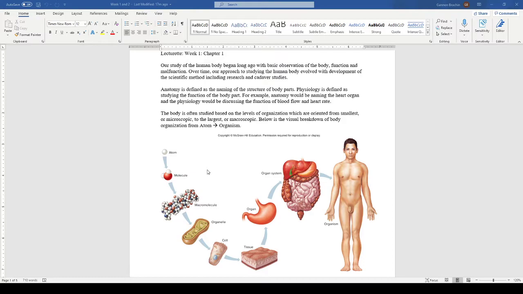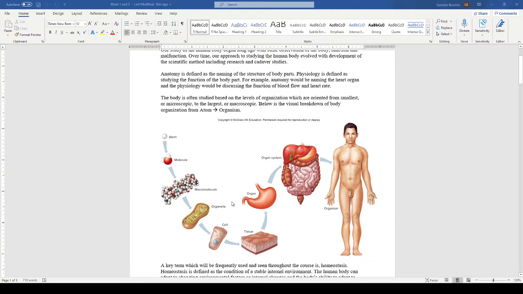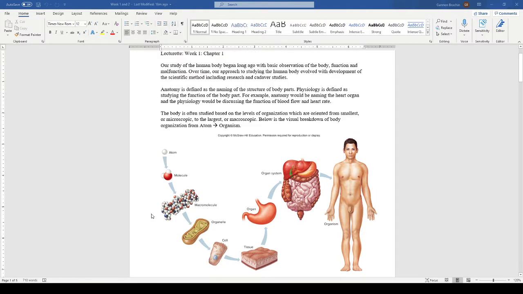Molecules will then form together to create macromolecules. So we have 4 main macromolecules of life, and those are nucleic acids, fats, which are also called lipids, sugars or carbohydrates, and proteins. Okay, and proteins are made up of molecules of amino acids. So as those macromolecules get combined together, we end up with organelles.